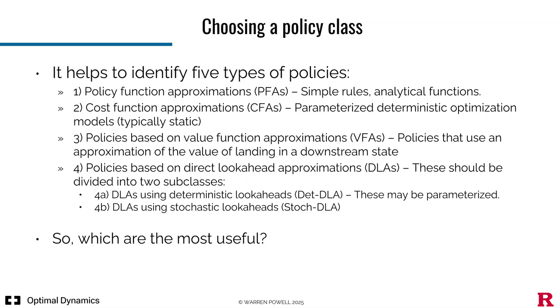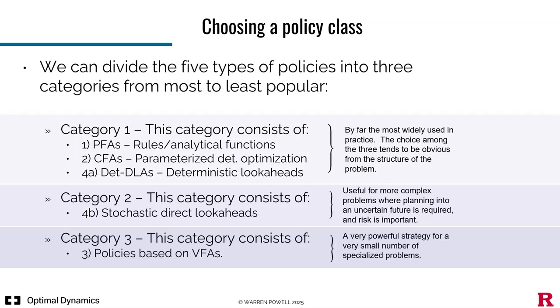Now, let's take our 4 classes of policies. I'm going to divide the 4th class into 2 types, deterministic look-ahead and stochastic look-ahead. Now I have 5 types of policies, and we can stand back and say, which ones are the most useful? All right, from my decades of experience, category 1, I have 3 types of policies, the PFAs, CFAs, and deterministic DLAs. I claim these are your big 3. This is by far the ones most widely used in practice.